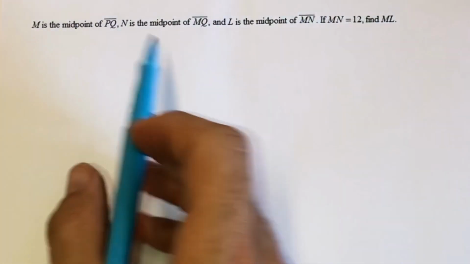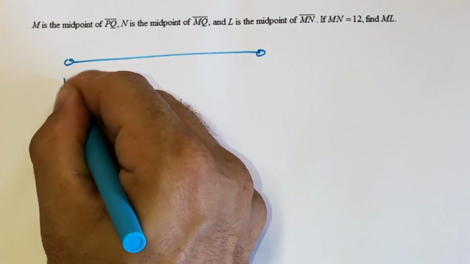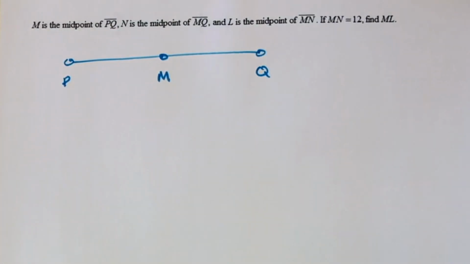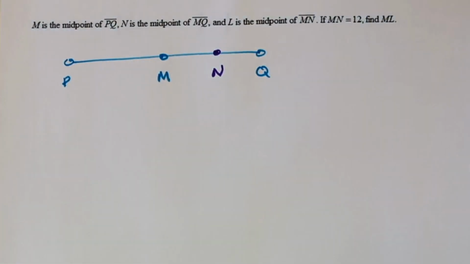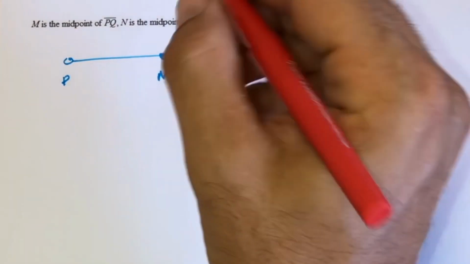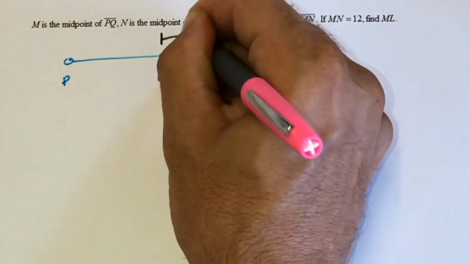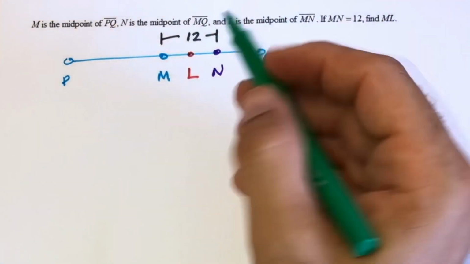I like this question here because this actually offers quite a few parts of a diagram to draw. M being the midpoint of PQ, that's a good start. N being the midpoint of MQ, and L being the midpoint of MN. And the first numeric piece of information they give us is that MN is 12. Now, before I answer the question, I basically want to go ahead and fill out all these other pieces.